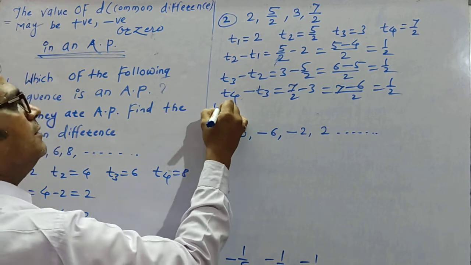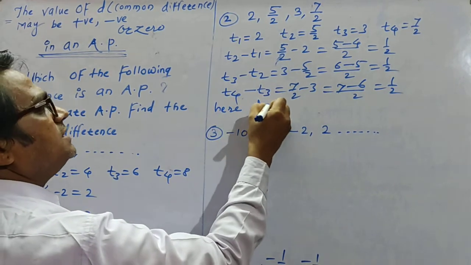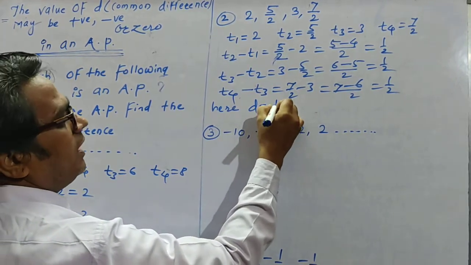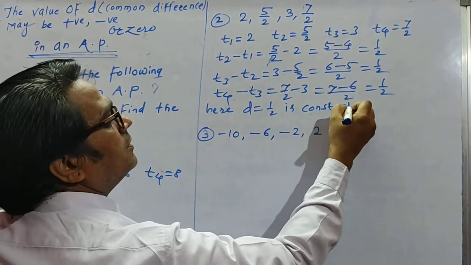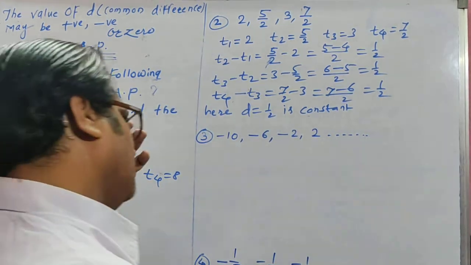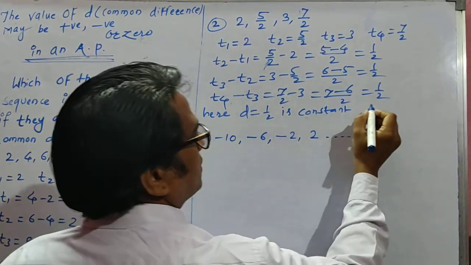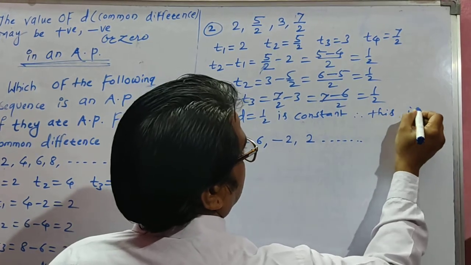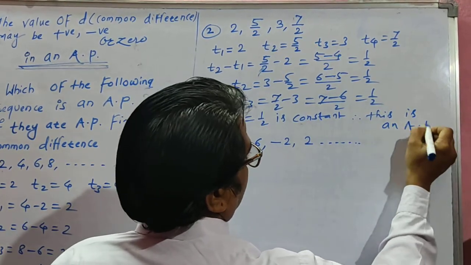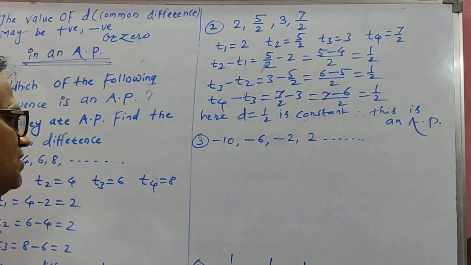So here D is equal to half, a constant. So the common difference between the consecutive terms is constant, that is, the difference is constant. So we can say this is an AP.